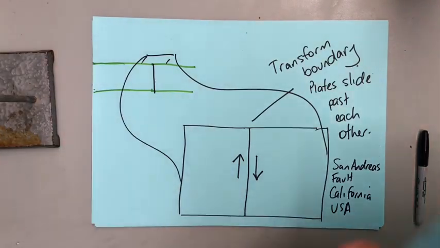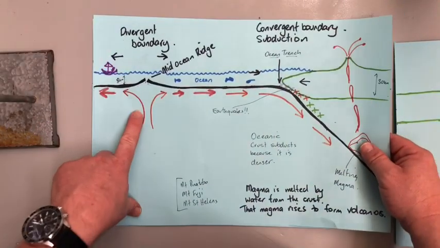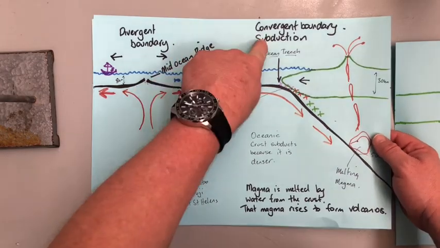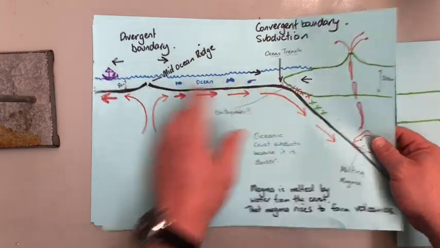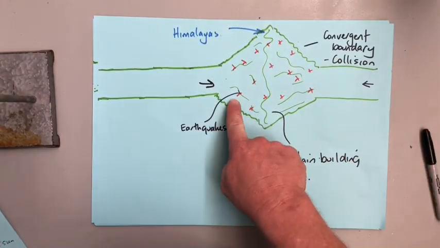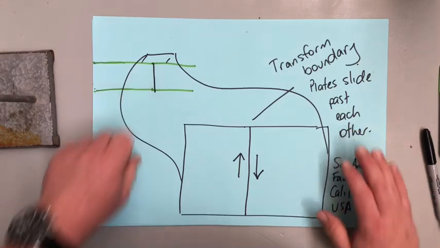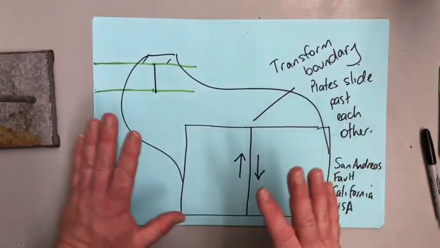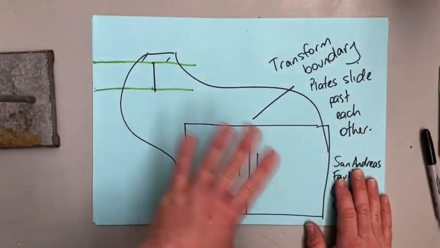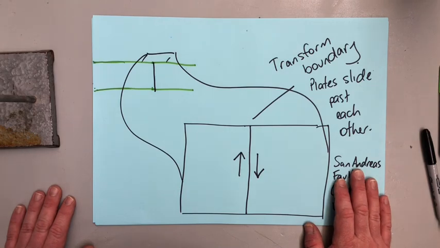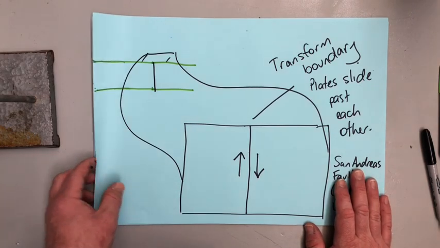All right, so there's our three main plate boundaries. We have divergent boundaries, convergent subduction, convergent collision, and transform boundaries. They all form different types of features, and I've drawn a few of those features on here for you today. All right, good luck.